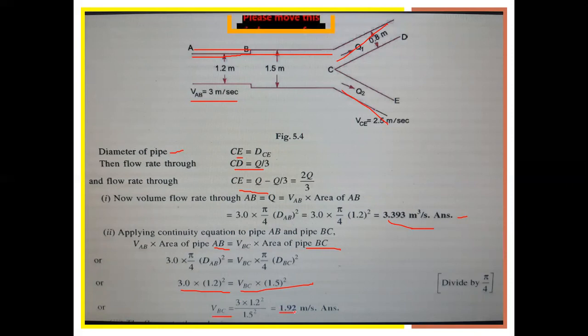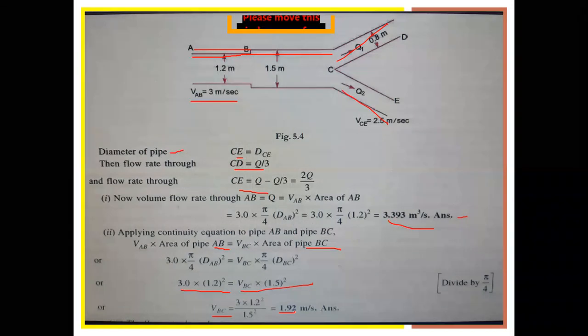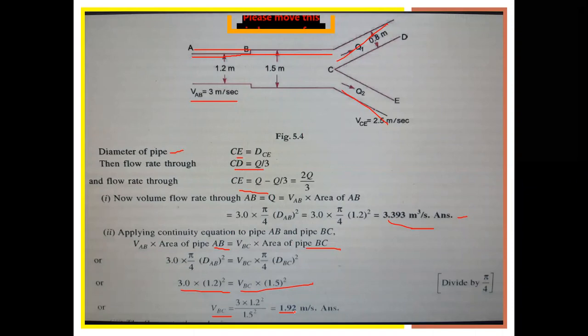So like this, whenever the pipe channel diameters are changing, we have to account for that and complete the task. So like this, you have to do the problem for these pipe channels. Understood?